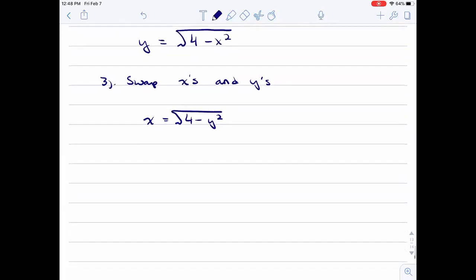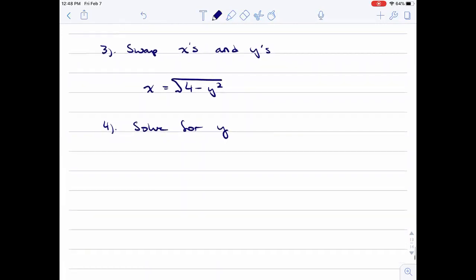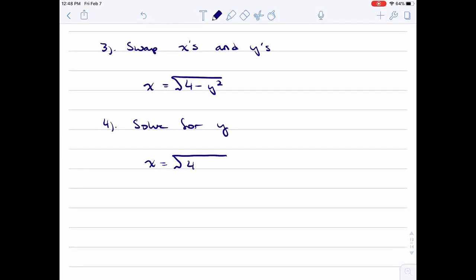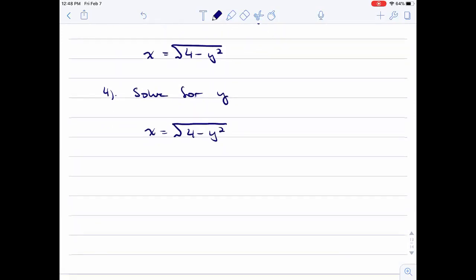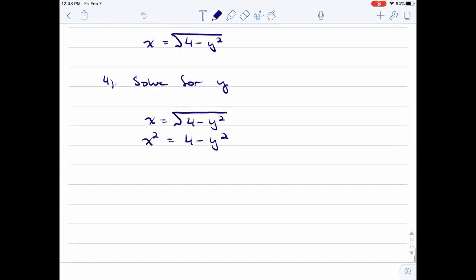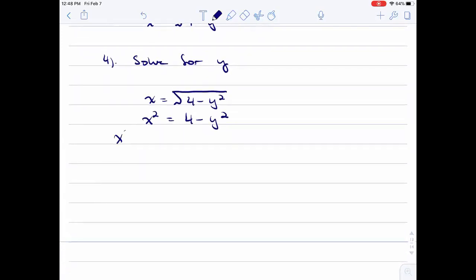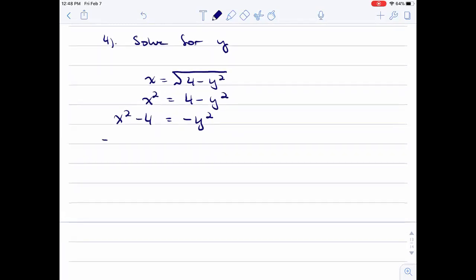Fine. And then step 4 is solve for y. So now I have x is the root of 4 minus y squared. Solving for y, I square both sides, so x squared is 4 minus y squared. So I have x squared minus 4 is negative y squared. Bring that negative over, I get negative x squared minus 4 is y squared. And then I can square root that.